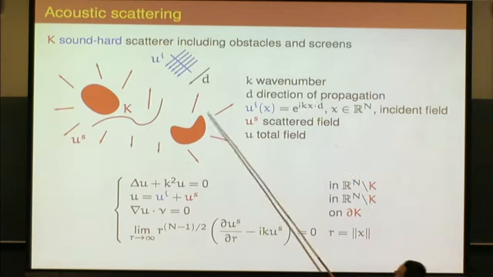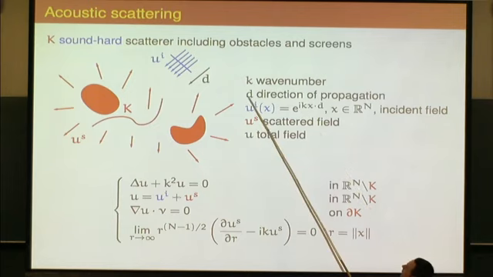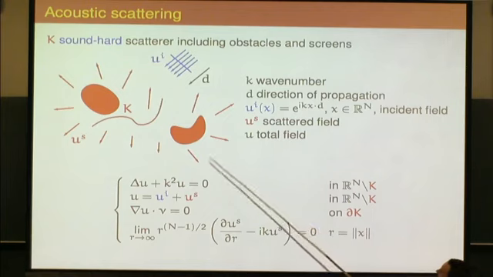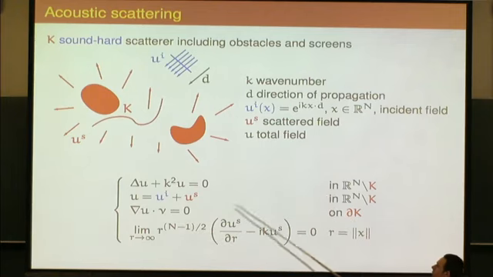Then when this meets the scatterer, it produces a perturbation, which is given through a scattered field, and the total field is simply the superposition of these two waves, and it satisfies the following exterior boundary value problem. So it satisfies the reduced wave equation, or Helmholtz equation, outside the scatterer. The total field is the sum of the incident and scattered field.